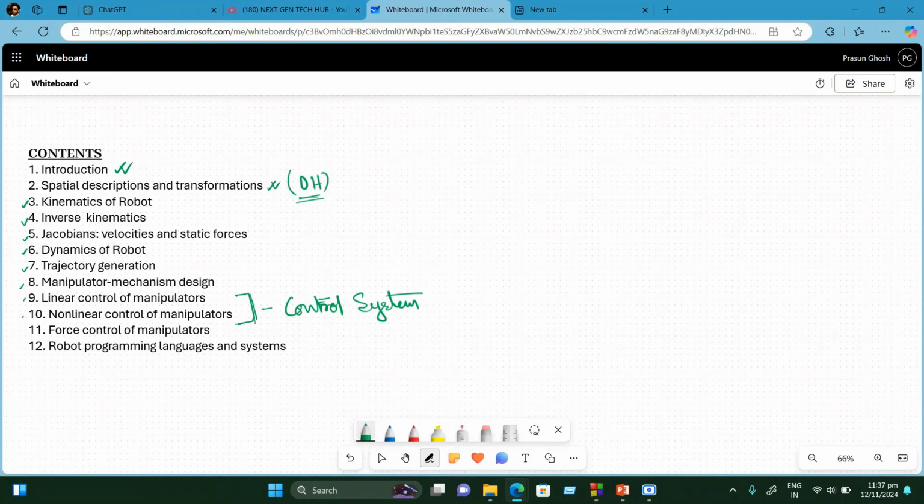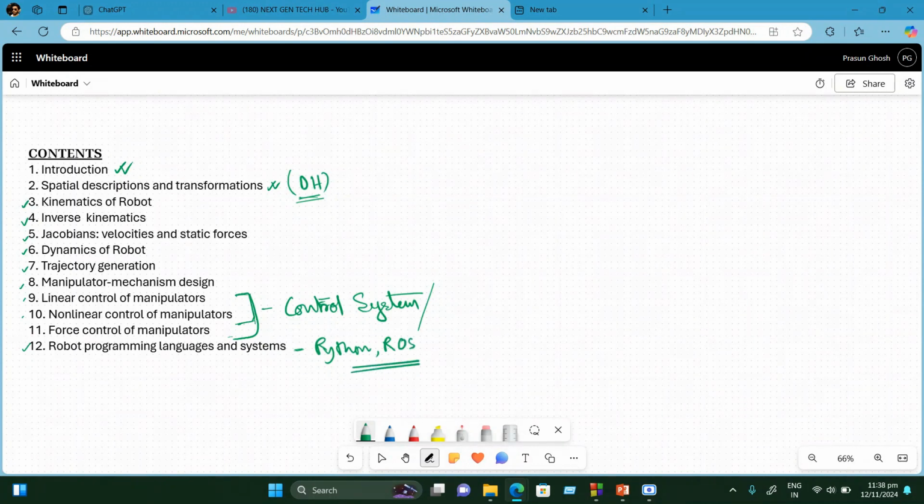This subject is mainly studied by the students of electronics or electrical. Actually, in the electrical domain, this subject is included mainly. And the force control of manipulators. Sorry, these three subjects. And lastly, robot programming and languages. And to study this last module, you must have the knowledge of Python and robot operating system.